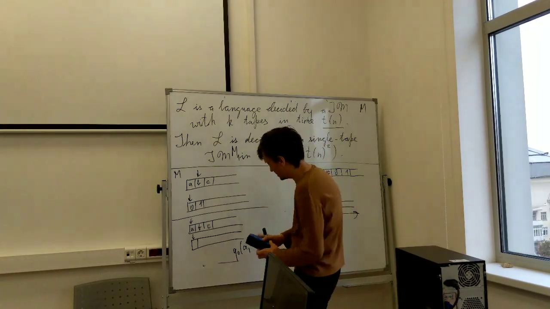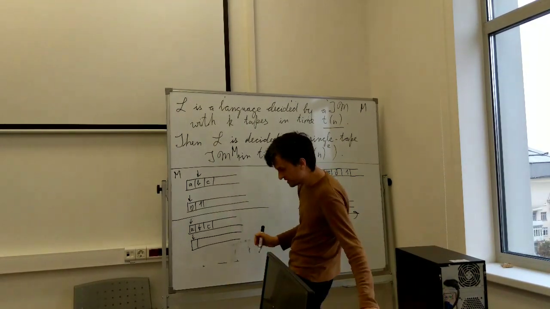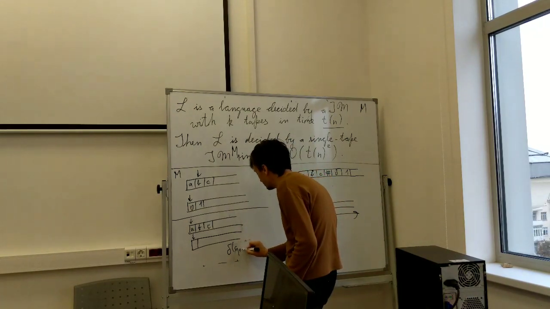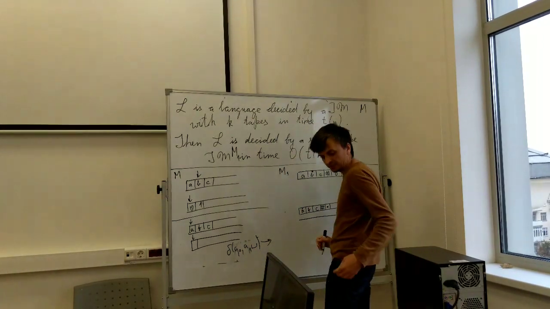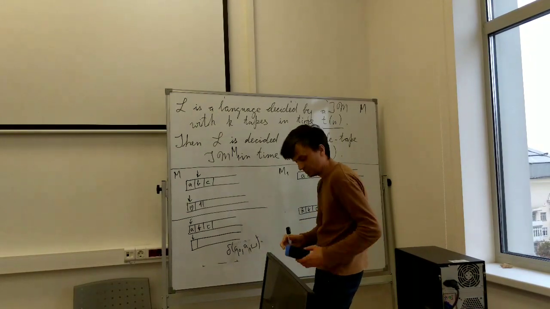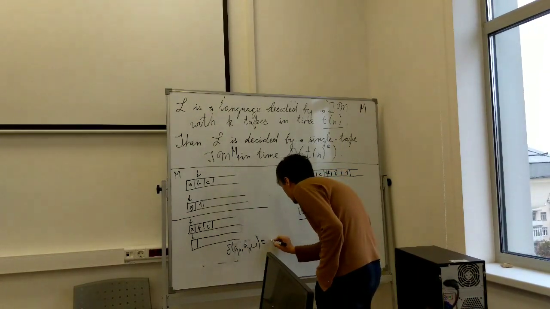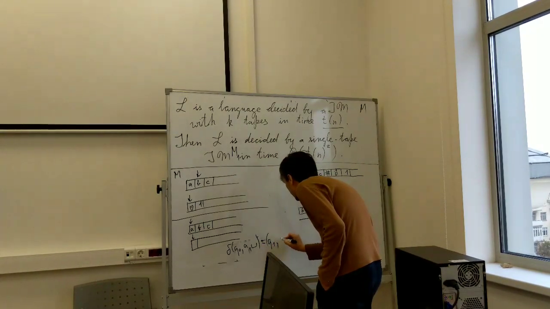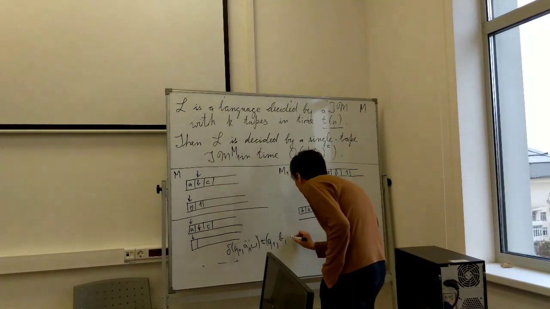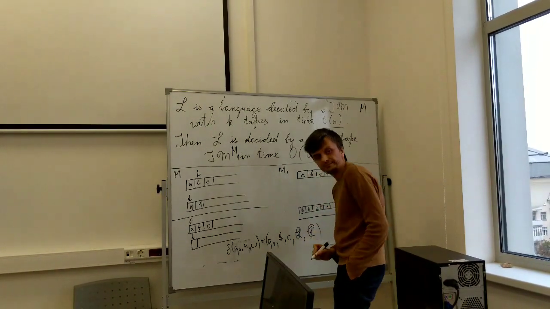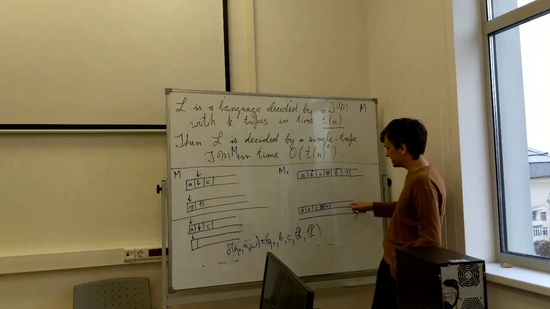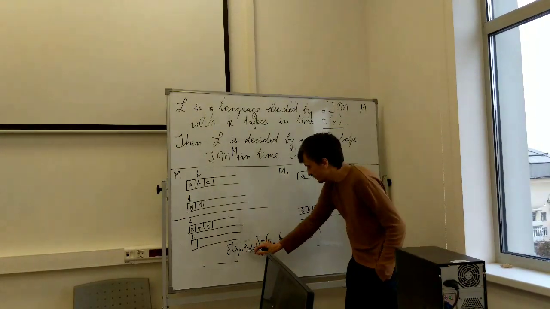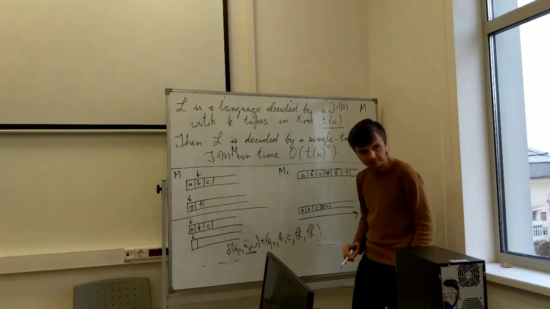Sorry, that's not how I write the rules. The rule could look something like delta of Q0, A, empty, gets translated to Q1, B, C, R, for example. Right? So we first scan this tape to understand which symbols are marked.